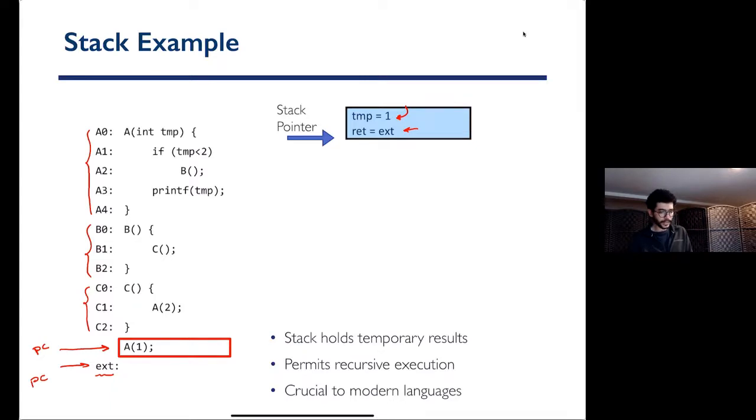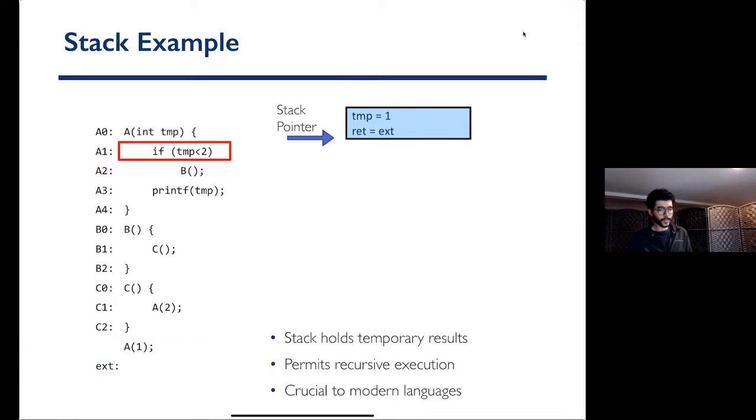Now let's continue and see how this program executes. Next, we jump to A, so now PC is pointing to A1. Let's execute this. It says if temp is less than 2, so we look at the stack, where our variables are, and we see that temp is equal to 1. So 1 is less than 2, and therefore we're going to call B.